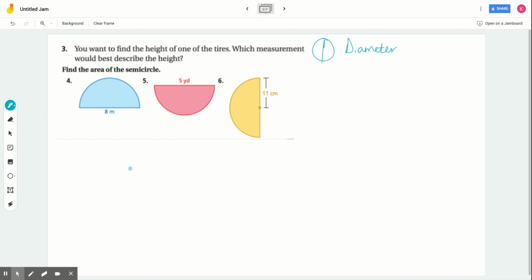Now let's take a look at 4 through 6. We're finding the area of the semicircle. Now keep in mind that semicircles are half of a circle. So if the area of a circle is pi r squared, and we're taking half of that, we are dividing it by 2 or cutting it in half. So let's take a look at number 4.